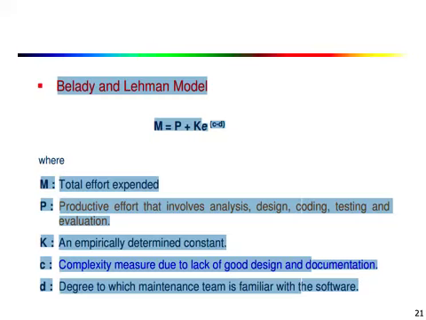That is P. Then K is the empirically determined constant, that is some kind of constant that is empirically determined. And C is the complexity measure due to lack of good design and documentation, or the complexity of that particular program. And D is the degree to which the maintenance team is familiar with the software, the degree of familiarity with the software. So with this you can find the total effort M.